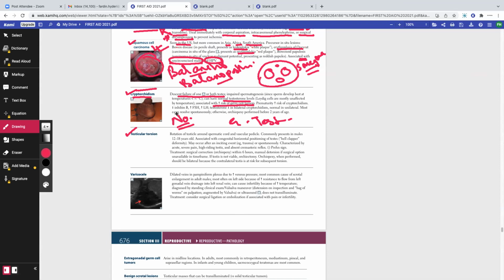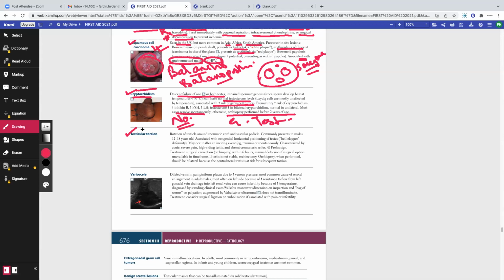In most cases, they resolve spontaneously. Otherwise, orchiopexy is performed before 2 years of age. So you basically wait from 0 to 1 year, and then after that, if it doesn't come down, you can do orchiopexy before 2 years of age. Okay, so that's it. And prematurity is associated with increased risk of cryptorchidism.